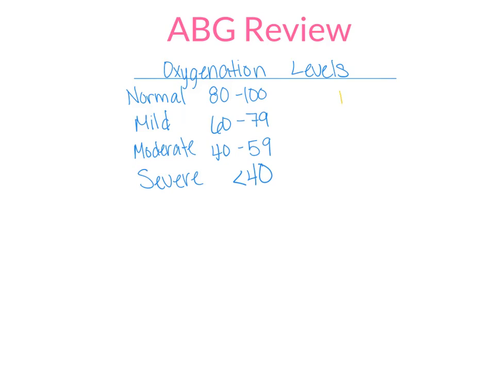Okay, so we're going to talk about corrected oxygen levels. So this is if the patient is on oxygen. If the patient is on oxygen and it is greater than 100, it is overcorrected. If it is 80 to 100, it is corrected. And then if it is less than 80, it's going to be uncorrected.